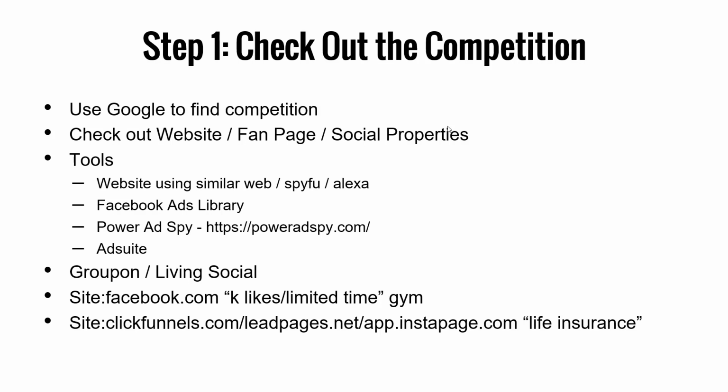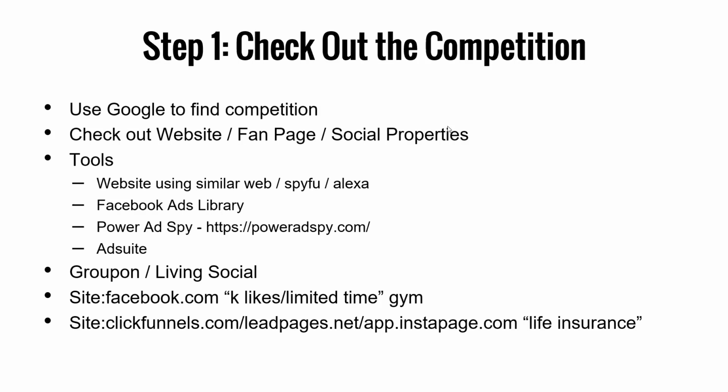Another tool, a bit more expensive, is Power Ads Spy. You can find the YouTube ads and all sorts of banner ads and stuff like that. And another one is Ad Suite, I believe it's called. So that's kind of my process. Groupon and Living Social is another place that I will look, because a lot of times if you can see an offer that's successfully running on Groupon or Living Social, you can take that and turn it into a Facebook ad, a social media ad.